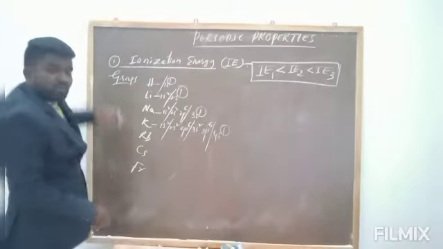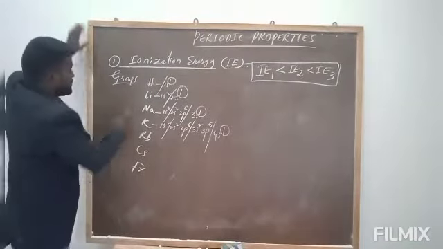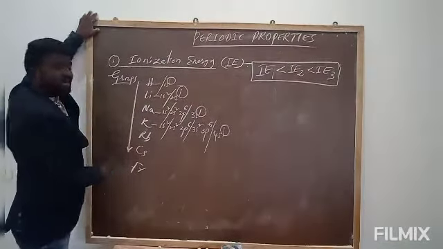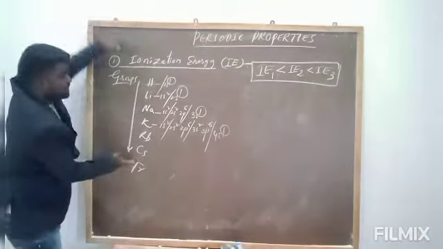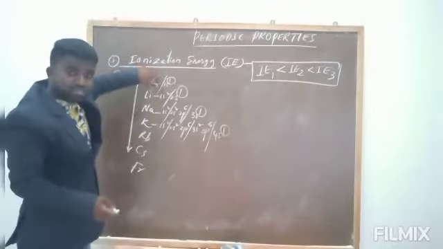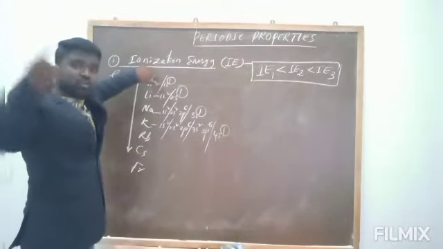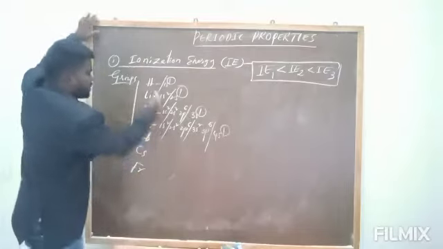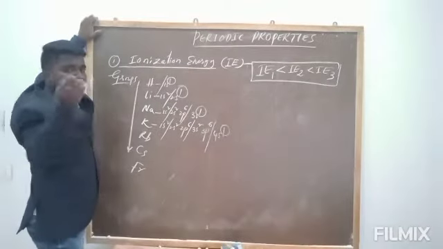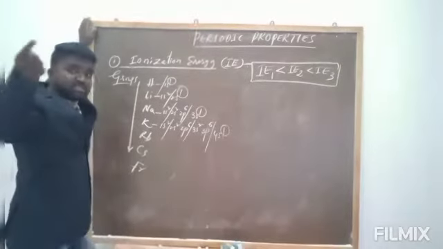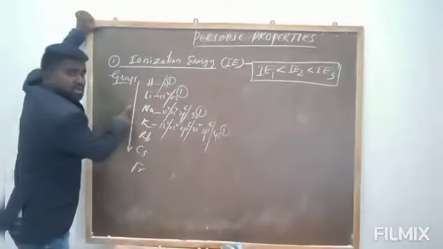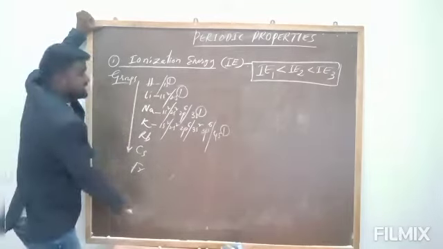But what have we noticed here, top to bottom, is ionization energy increasing or decreasing? As we discussed in electropositivity, top to bottom electropositivity will increase. So top to bottom electrons will be lost easily. So top to bottom electropositivity is increasing, then ionization energy will decrease.